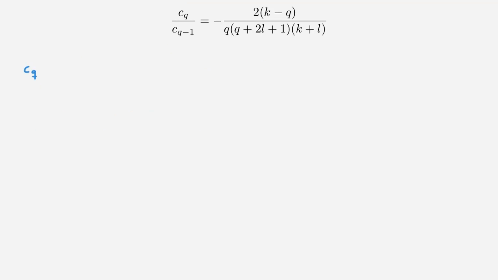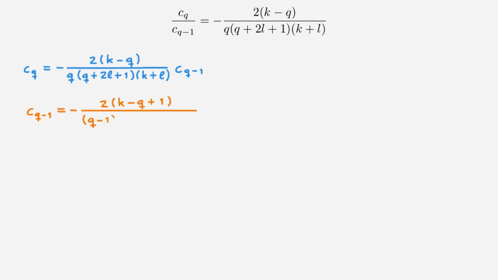Let's start by copying the recurrence relation where I am moving the C_{q-1} factor to the right, as it will prove convenient in a moment. Next, we want to use the recurrence relation again, but now write C_{q-1} as equal to the corresponding fraction times C_{q-2}. Do pause here to double check this step. All we've done is to replace q by q minus 1.